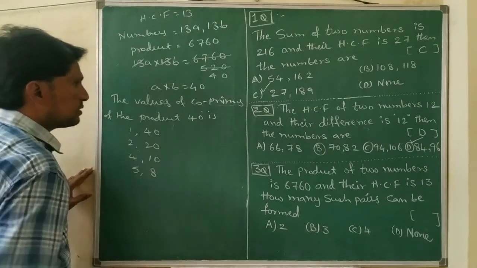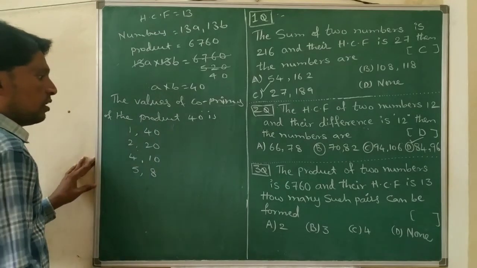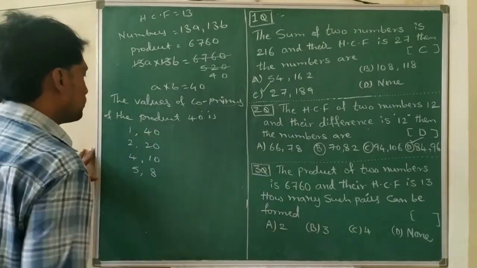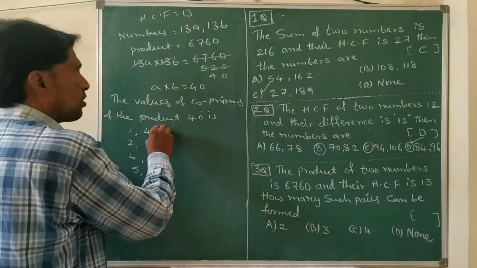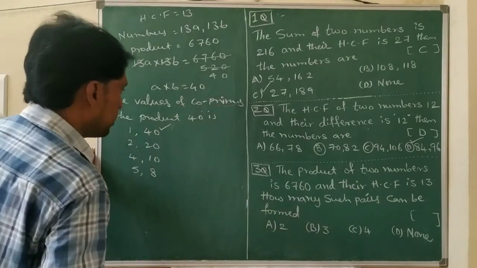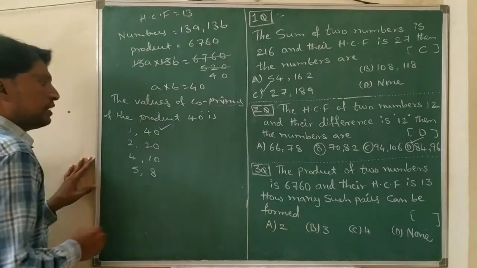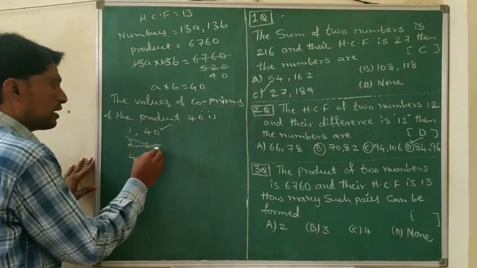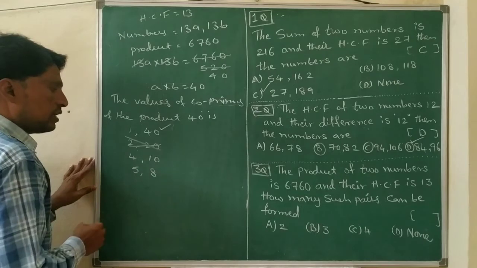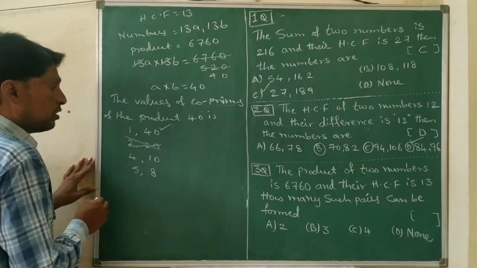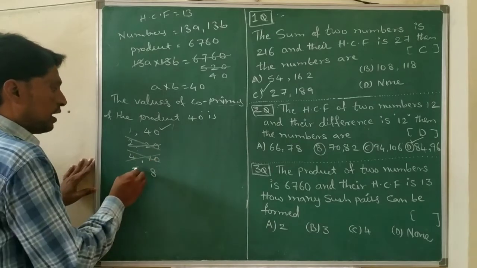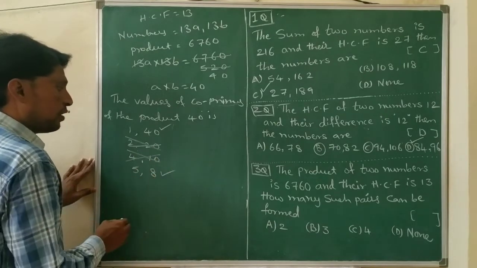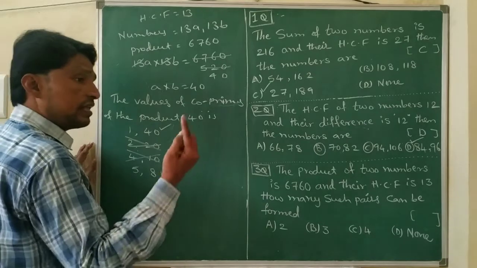and 10 into 4 like that. So here 1 and 40 we can take, we get the co-prime, means it is okay. 2 and 20, the HCF we are getting is 2. 4 and 10, it is not a co-prime. And 5 and 8, we can get the HCF is 1.